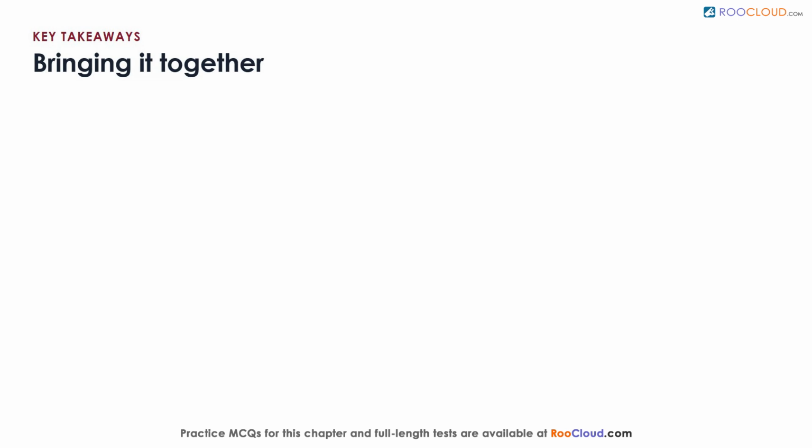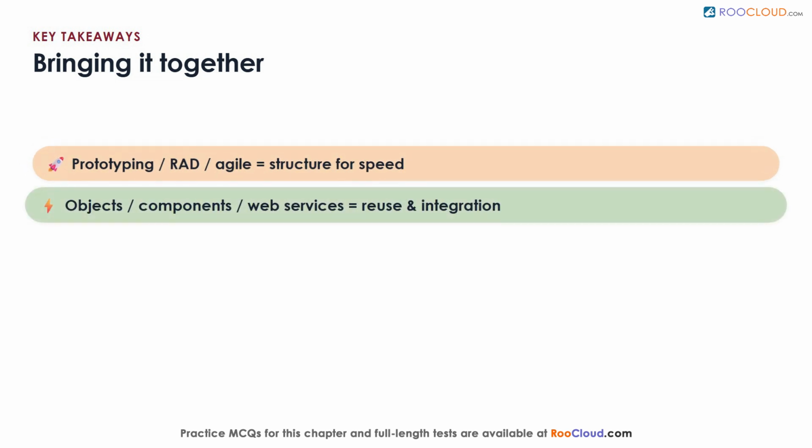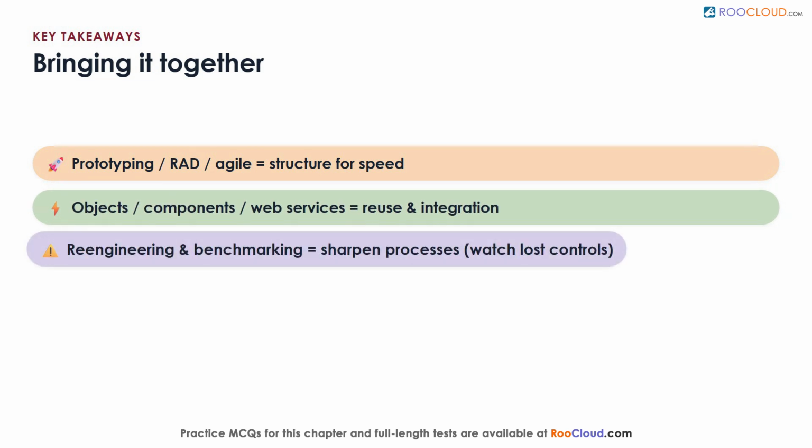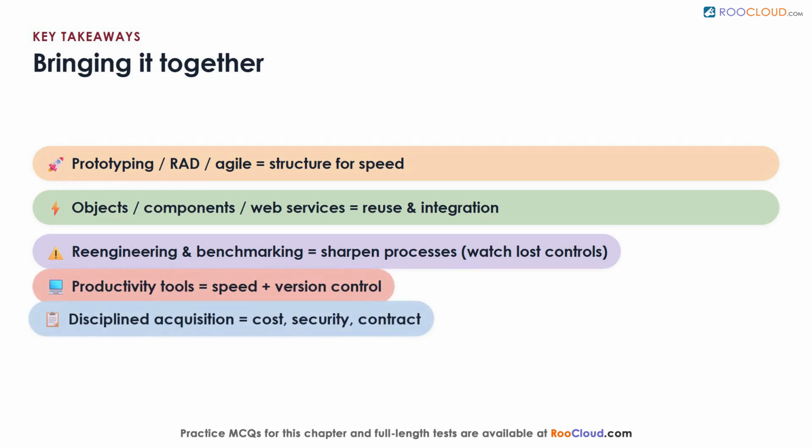So let's bring it together. Prototyping, rapid development, and agile trade structure for speed. Objects, components, and web services favor reuse and integration. Reengineering and benchmarking sharpen existing processes. Just watch for controls that get re-engineered away. Productivity tools speed the build but need version control. And disciplined acquisition protects cost, security, and the contract.